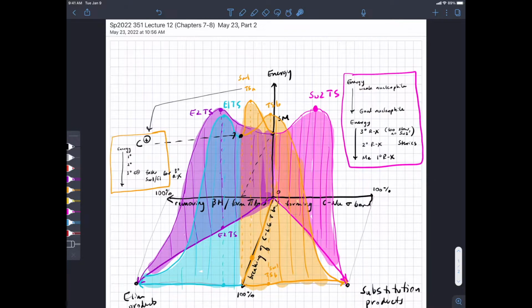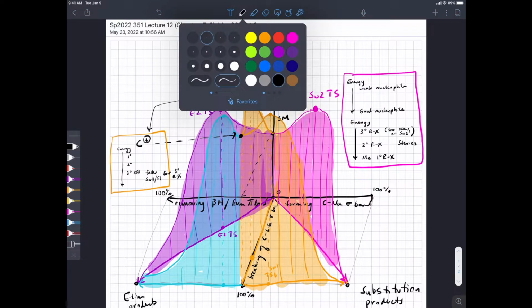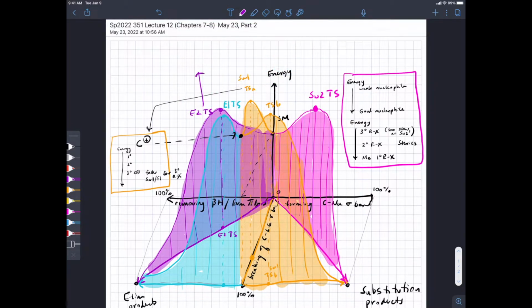But there's another part of the story, and that is that the E2 reaction is promoted by a strong base. The energy of the E2 transition state is going to go down for a strong base versus a weak base.